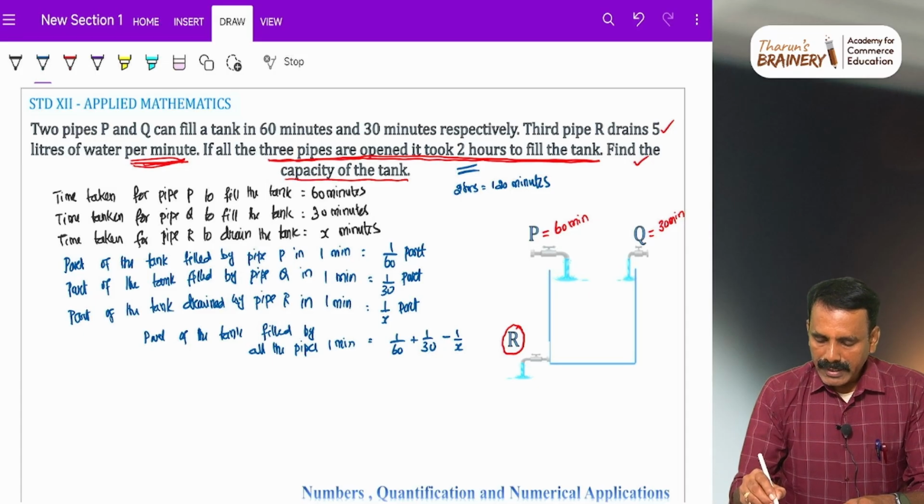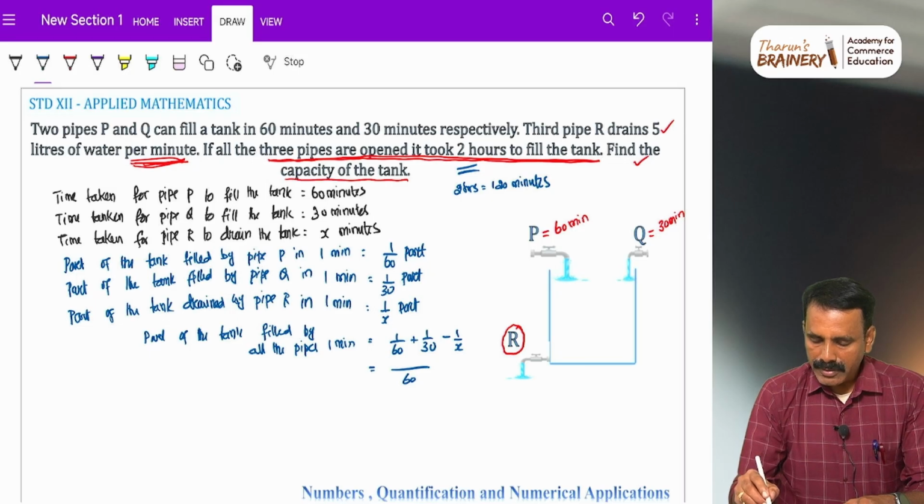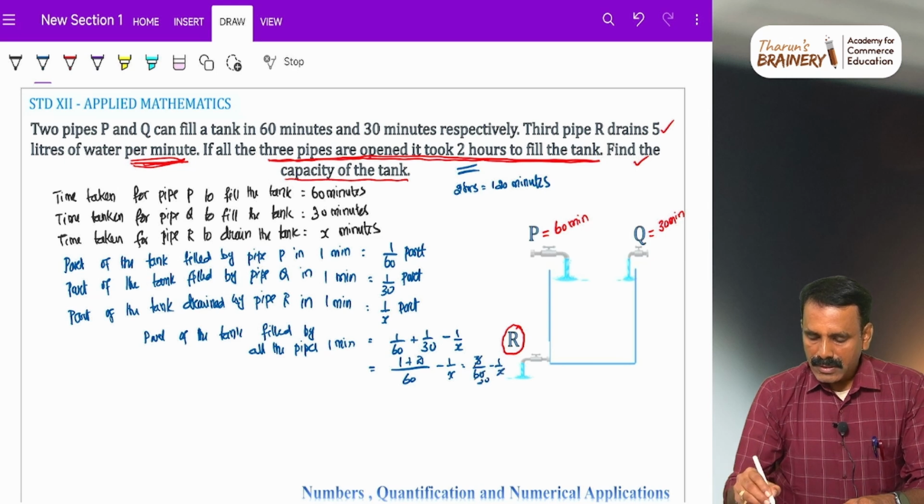Okay. We take LCM and simplify this expression. 60 will be the LCM for these two terms. So it will be 1 plus 2 minus 1 by X, which is equal to 3 by 60 minus 1 by X. We cancel this term. So it is 1 by 20 minus 1 by X.